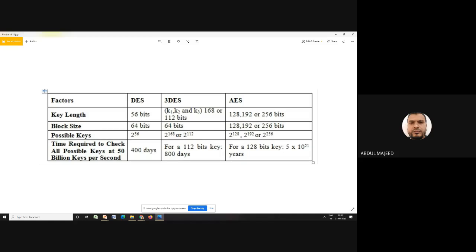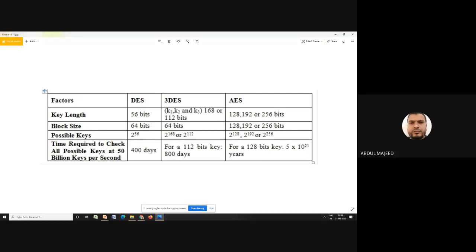You can see here that if you are using 5 into 10 power of 21 years, it will take that long to decrypt. Nobody will wait for these many years, right? The entire scenario will get changed. Even if you are able to decrypt the text after this many years, the data will not be useful to you, right? Data that you are cracking or hacking.